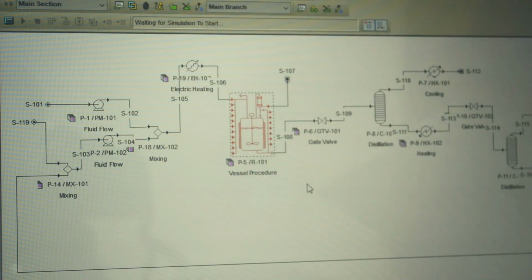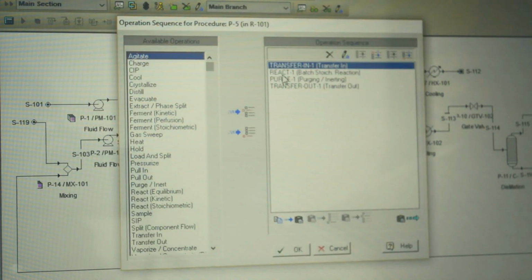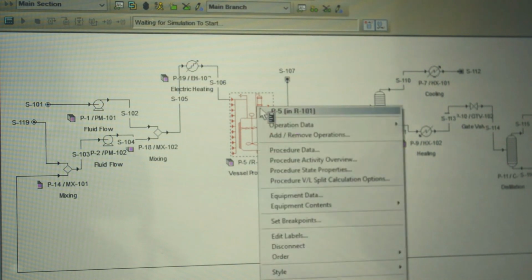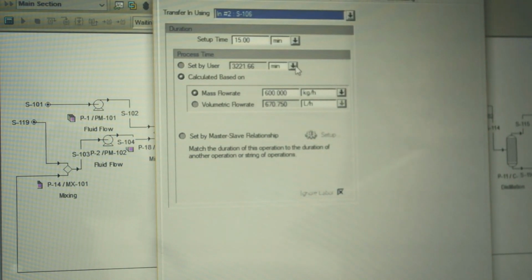In order to produce the products EG and DMT, a reactor will be needed to carry out the reaction process. In our case, we use the vessel procedure, which is a batch reactor. First, operations are added in a sequence of transfer in, react, purge, and transfer out. So now we fill in the details required for each operation. For transfer in, S106 is selected as the stream and the mass flow rate is set at 600 kg per hour.